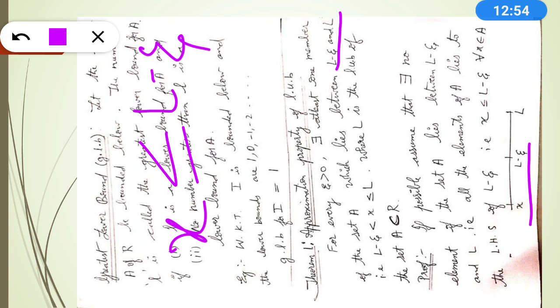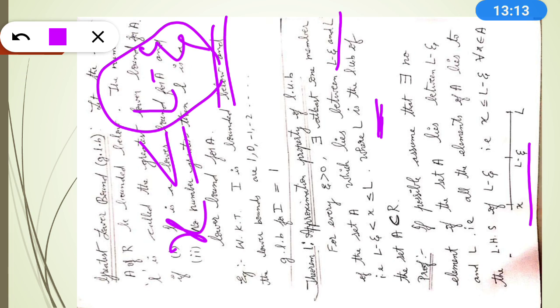Okay. So, that means my L minus epsilon will be what? Upper bound for my set A, isn't it? But we have L to be the least upper bound. Now we are finding a new element L minus epsilon, which is still lesser than L, and that is the upper bound for my set of elements in A. Is it possible? No. Therefore, there will be surely one element between L minus epsilon and L.